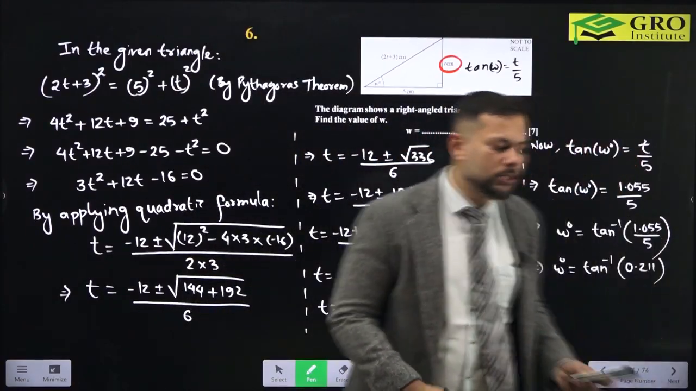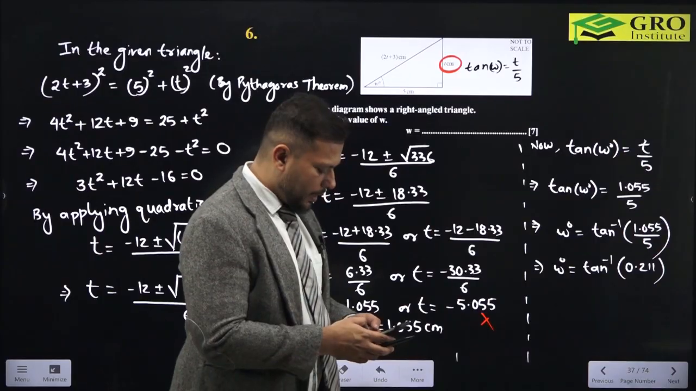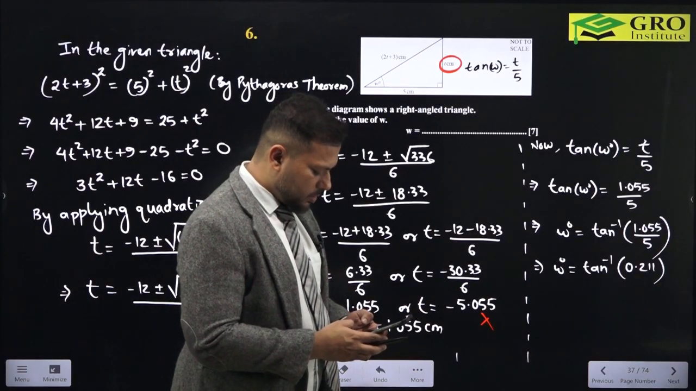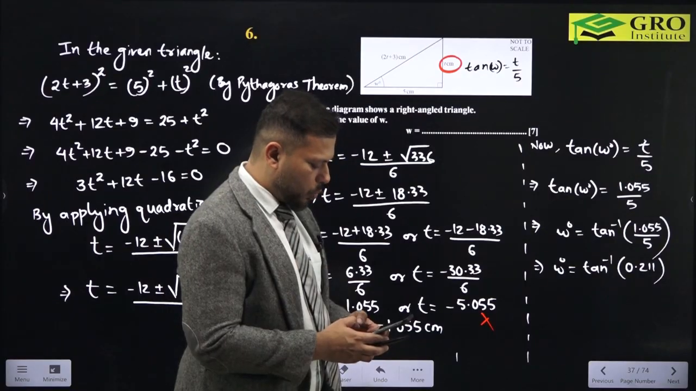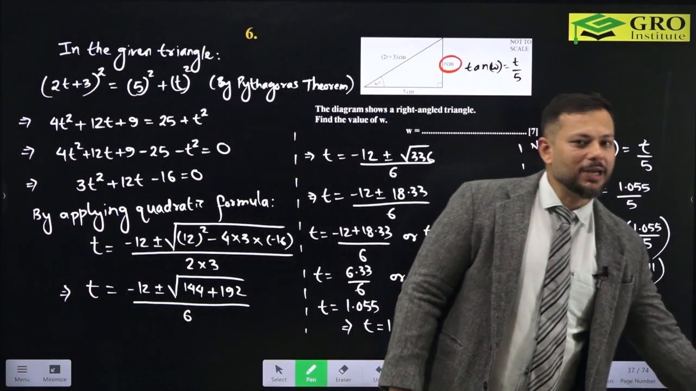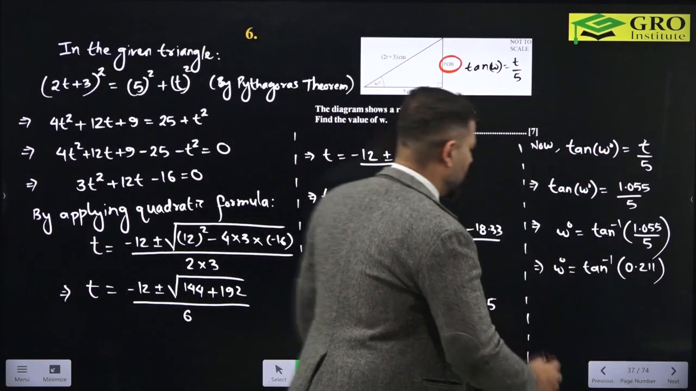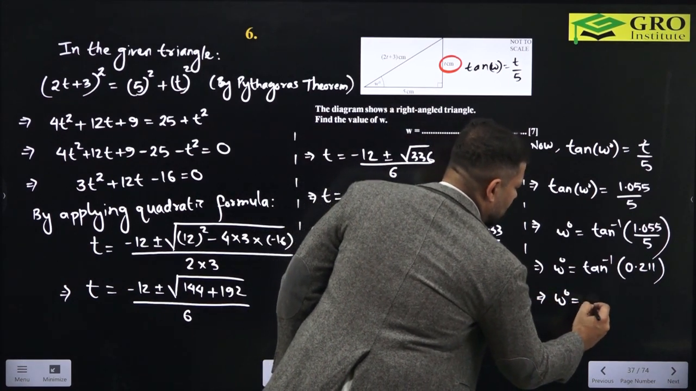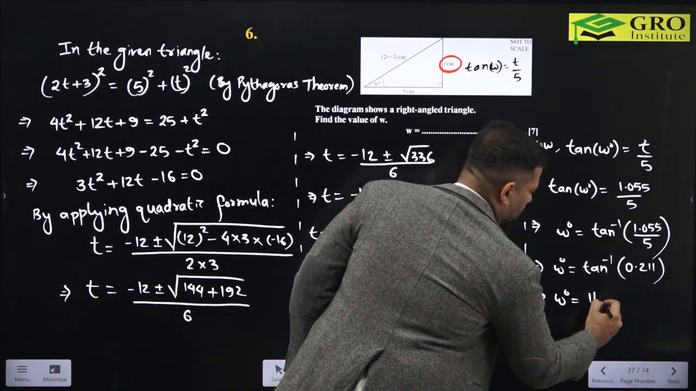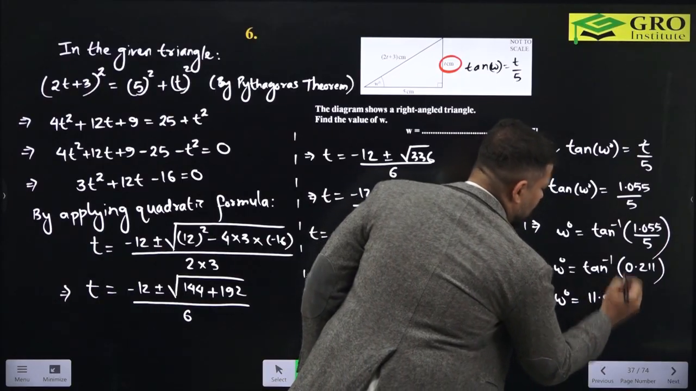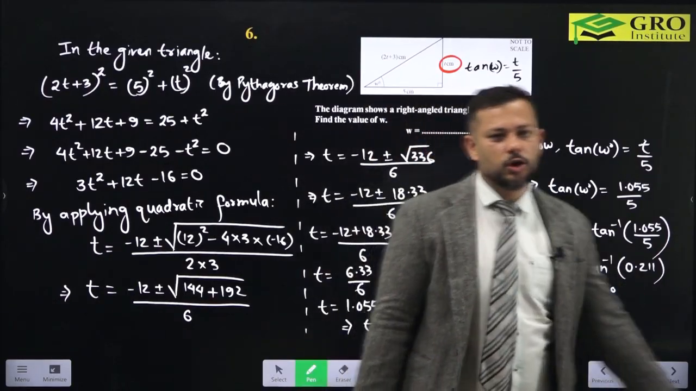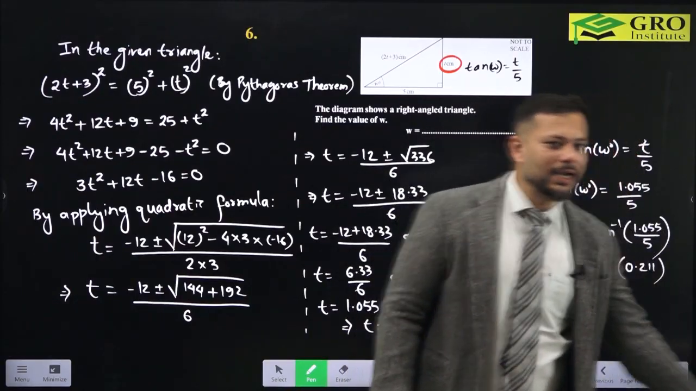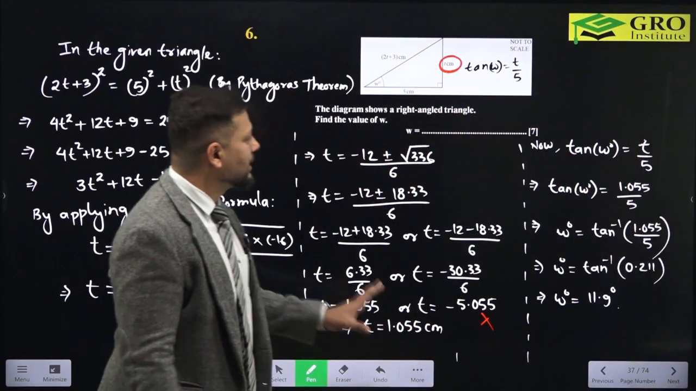Let us again use our calculator quickly. And when we do so, tan inverse of 0.211 results in 11.9. So this W, or the angle, is 11.9 degrees, isn't it, guys? We just got the value of W. Let me just check it one more time. Yes, it is 11.9. So this is the desired value.